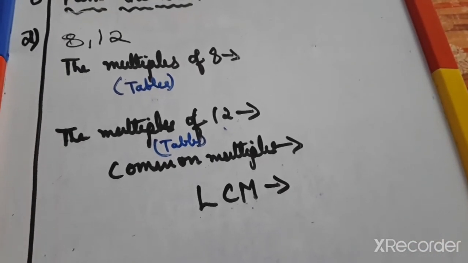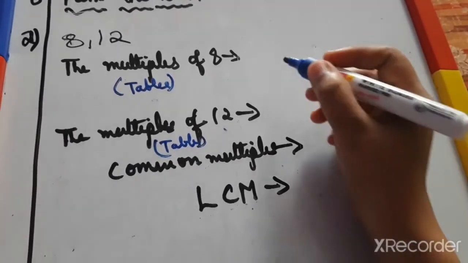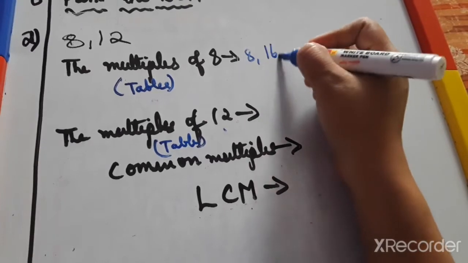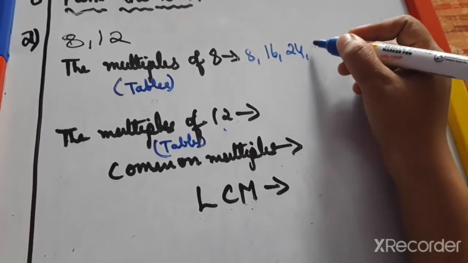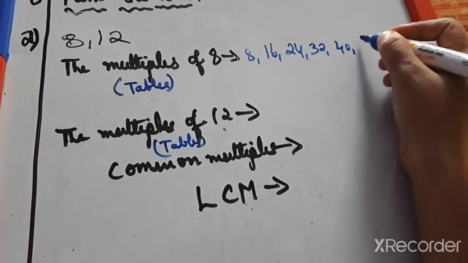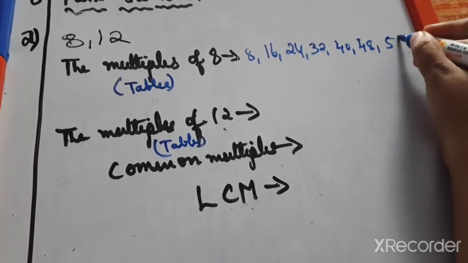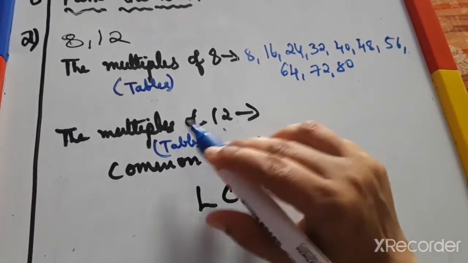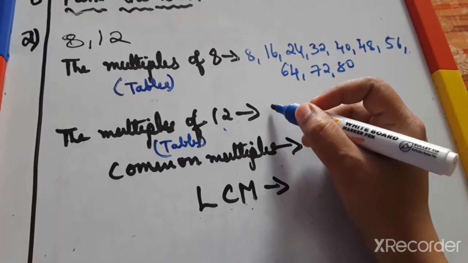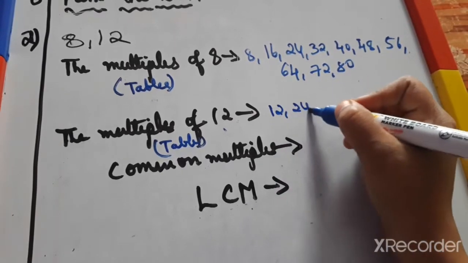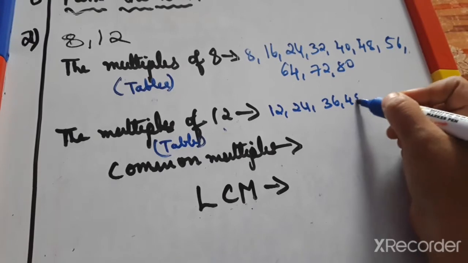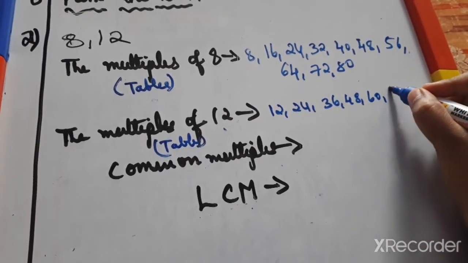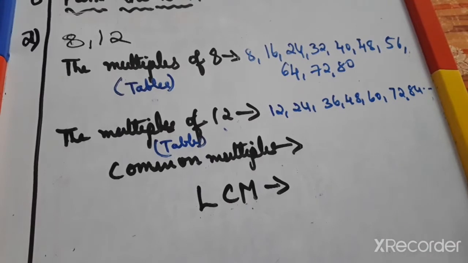Next, the second one is 8 and 12. We have to write the multiples of 8. Multiples of 8 means 8 ones are tables. 8 ones are 8, 8 twos are 16, 8 threes are 24, 8 fours are 32, 8 fives are 40, 8 sixes are 48, 56, 64, 72, 80. Then multiples of 12 means 12 ones are tables we have to write. 12 ones are 12, 12 twos are 24, 12 threes are 36, 12 fours are 48, 12 fives are 60, 72, 84, and so on.